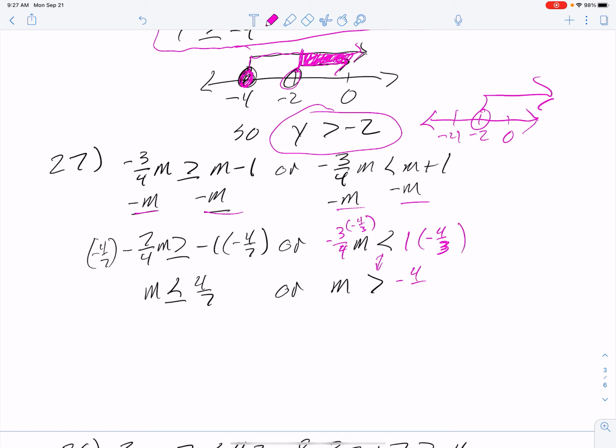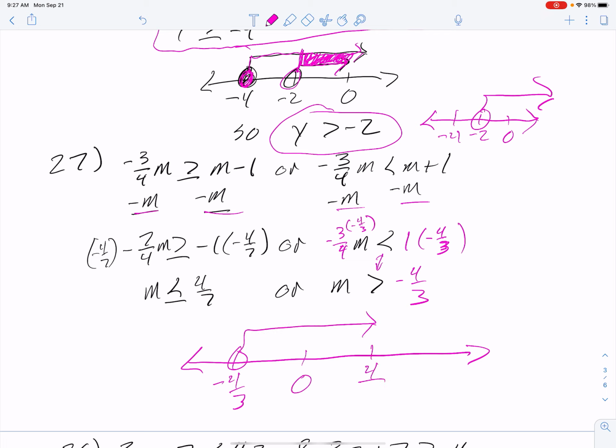And then on the left-hand side, I've got m is greater than -4/3. Now, if I take a look at my graph, I've got my -4/3. I know that I want to be greater than it. Just insert 0. I've got my 4/7. I know that I've got a closed circle at 4/7, and then I go to the left. So I've got an or statement that overlaps. I've got all real numbers.